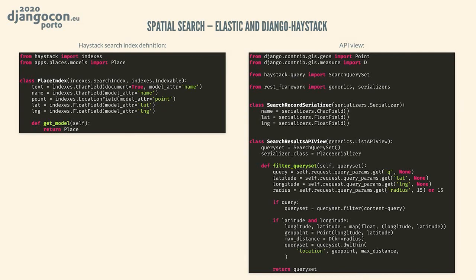The implementation for Elastic also requires django-haystack. On the slide, you see that we outlined the index class for django-haystack and the implementation for the Django REST framework. It looks quite similar, except for the query set. We use a separate method, dwithin, not filter, and the parameters are quite similar.